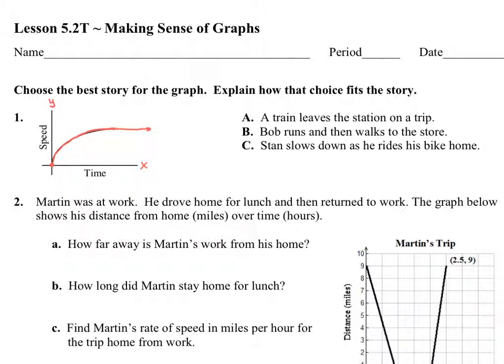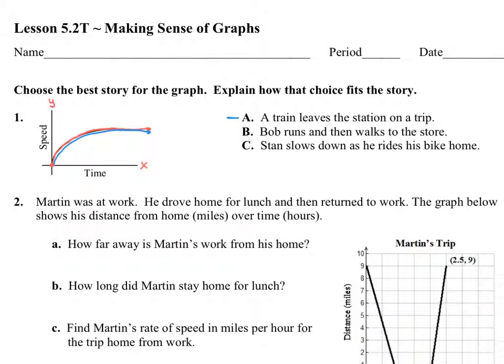Now let's take a look at the options. Option A says a train leaves the station on a trip. Well, the train starts from 0 speed and then leaves, gradually working up speed for the trip. That's option A.